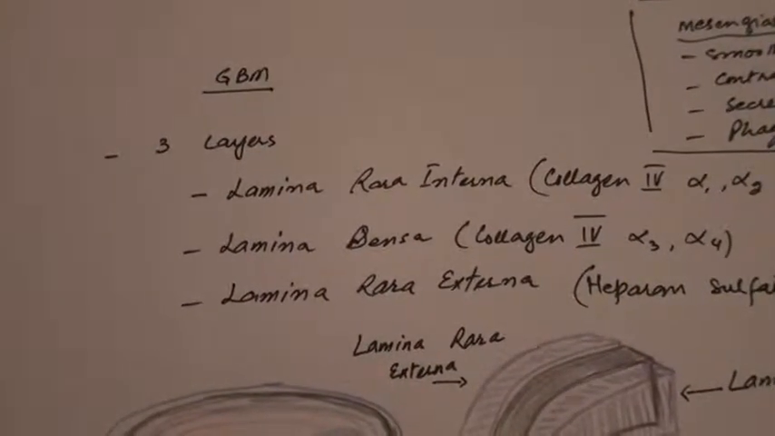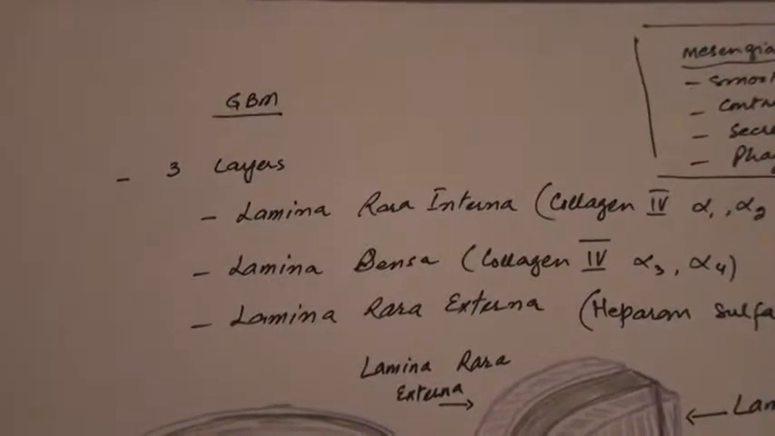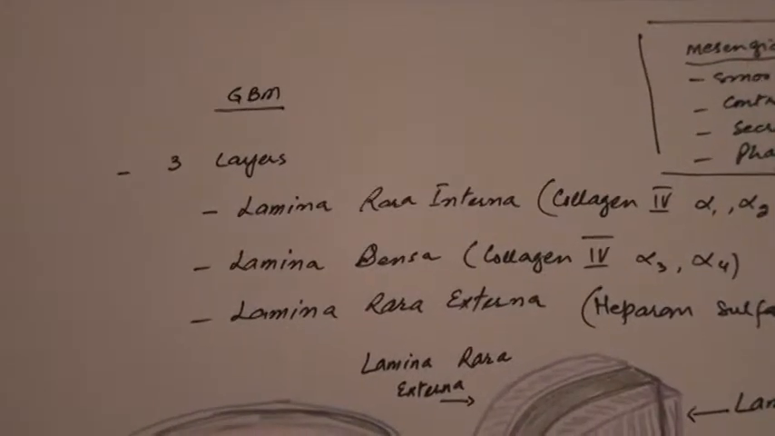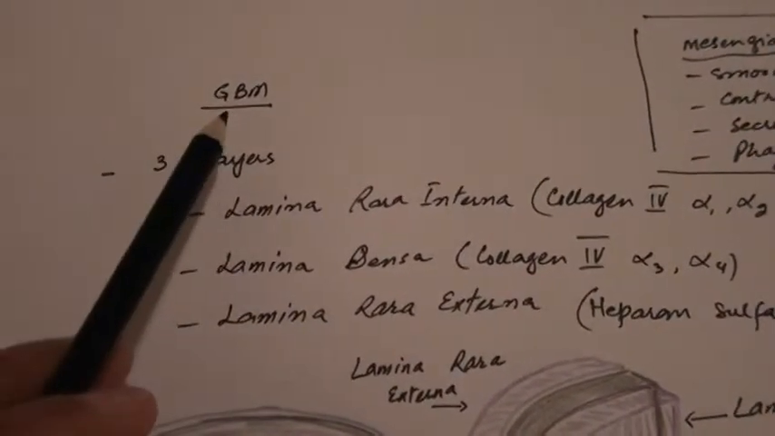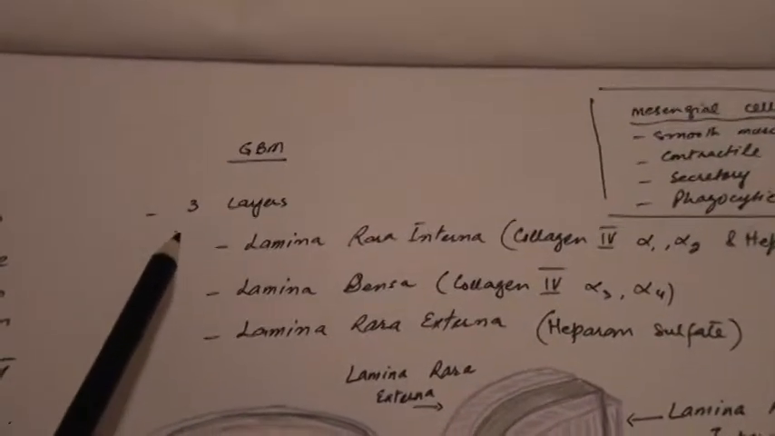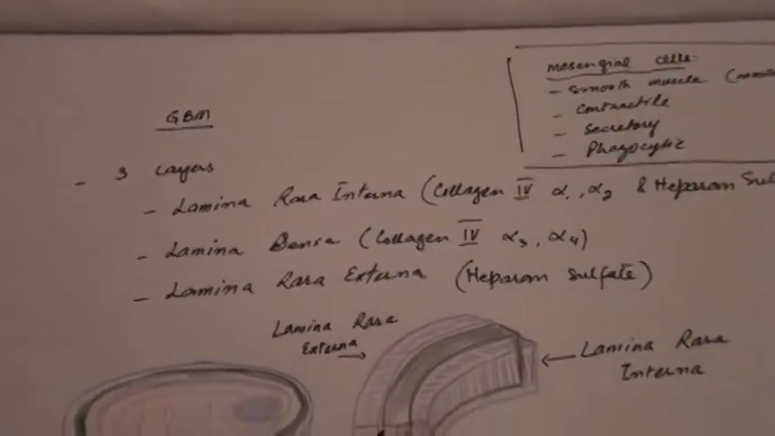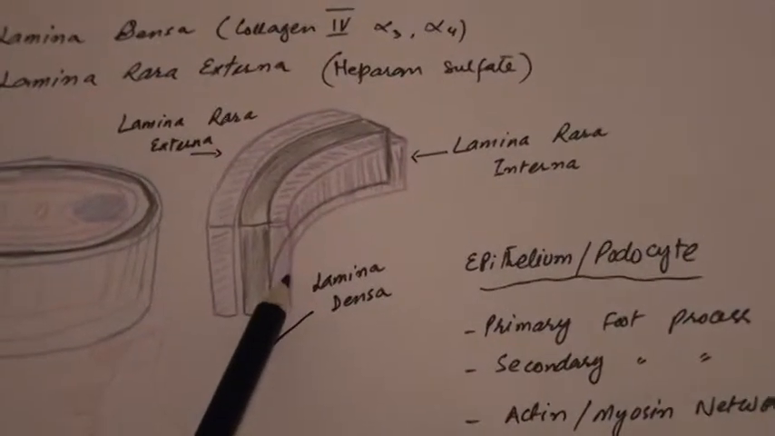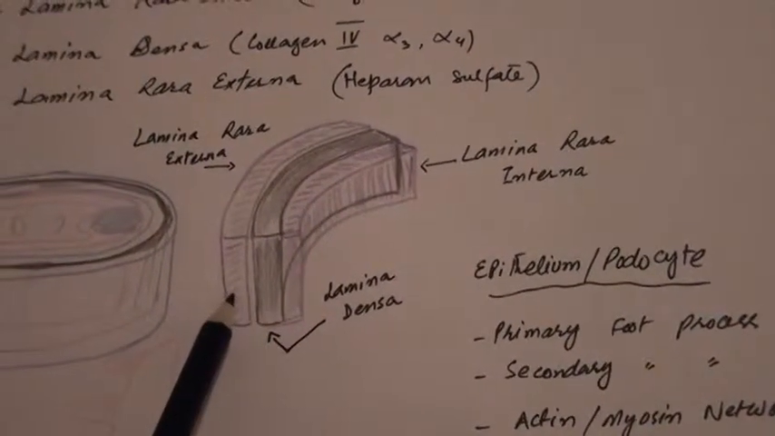So we were talking about the glomerular filtration barrier, and this is, I think, our lecture number 5, and we will be talking about the glomerular basement membrane. The glomerular basement membrane contains 3 layers. If you see here, an internal layer, a middle layer, and an external layer.